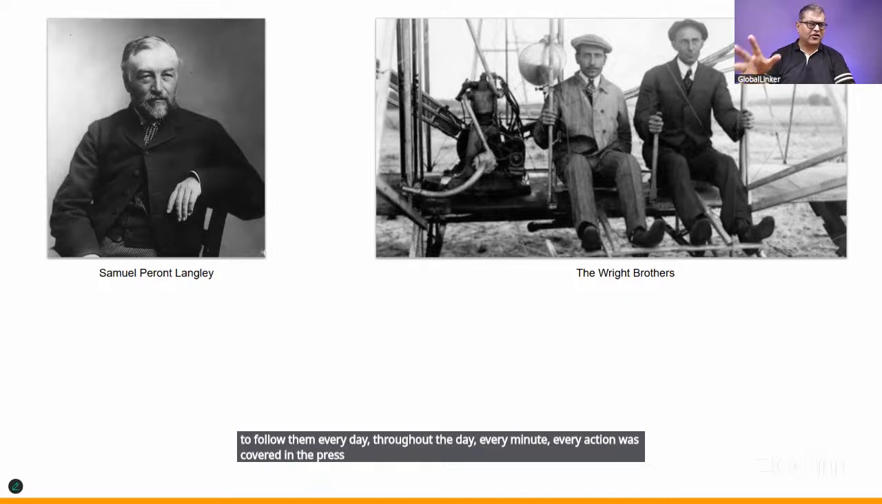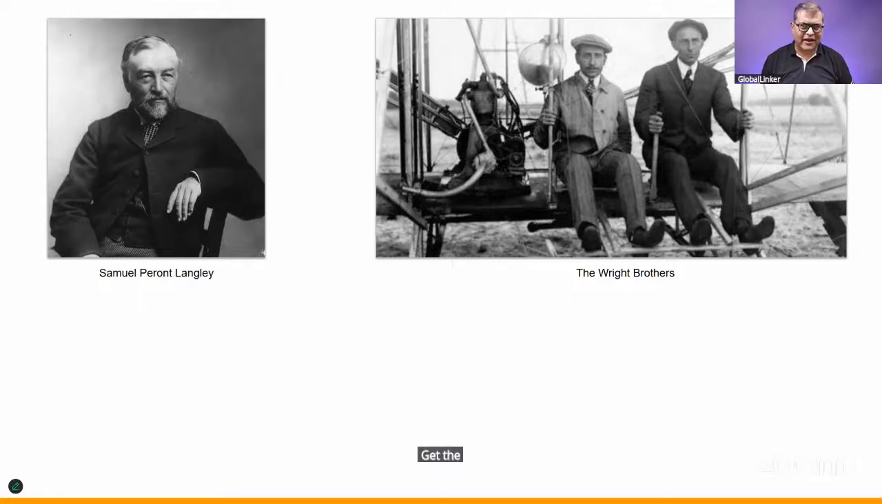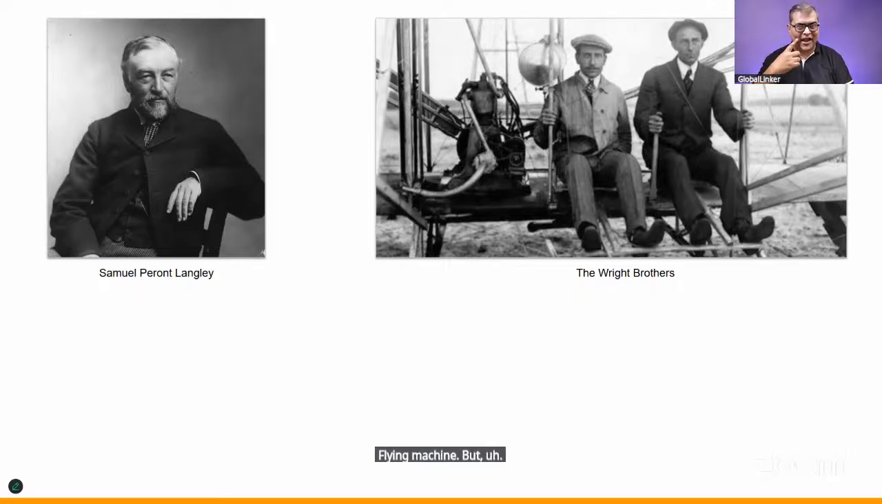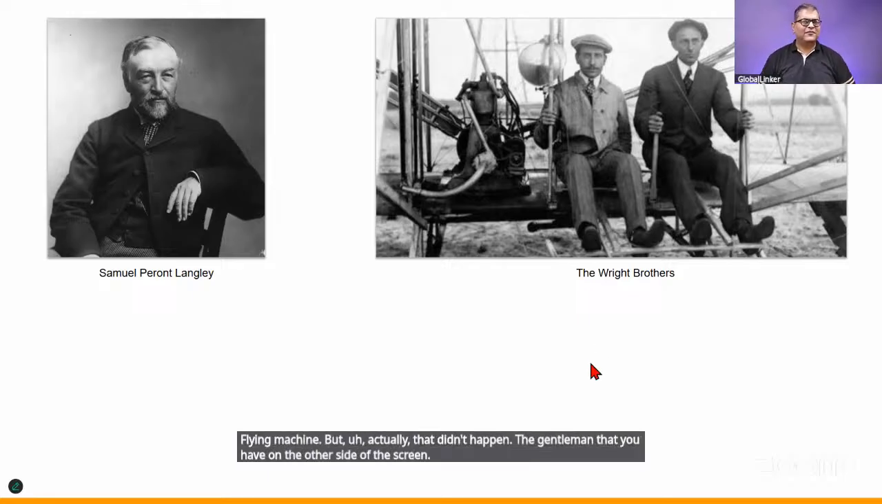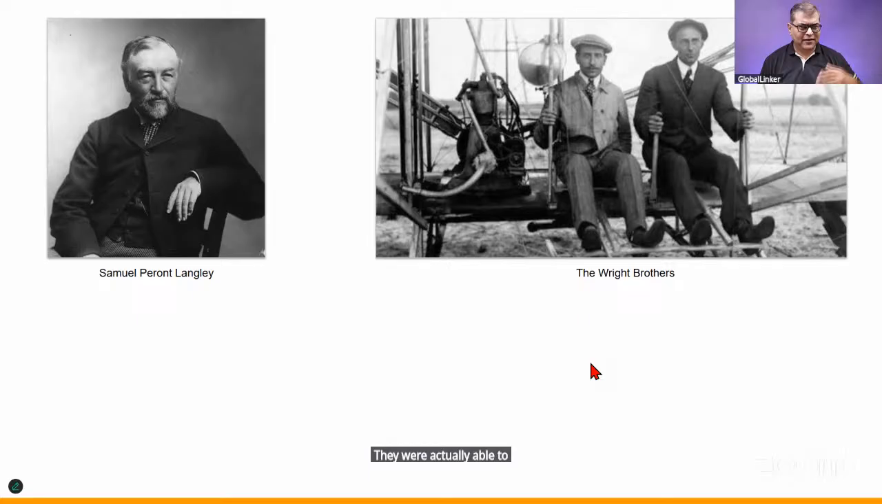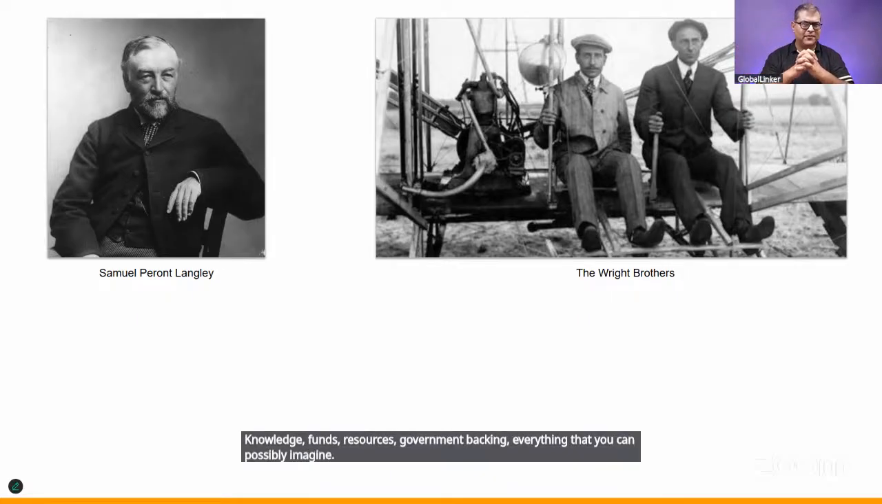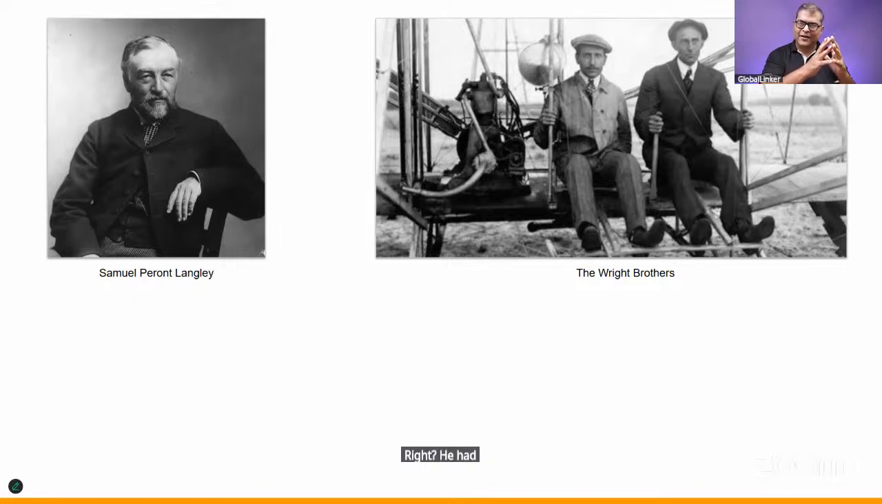The entire country was looking to him to get the news that he had cracked the code and was able to create an aircraft, the flying machine. But actually, that didn't happen. The gentlemen that you have on the other side of the screen were actually able to do that. Now, this person had everything: knowledge, funds, resources, government backing, everything that you can possibly imagine, right? He had everything, but still, the other group succeeded.